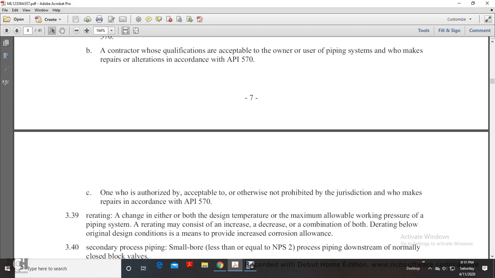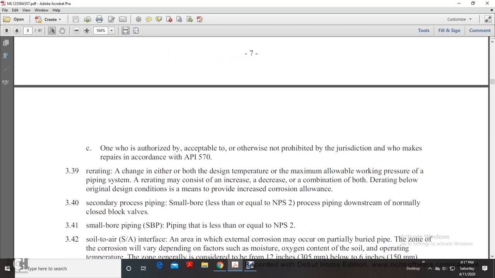Alright, one who's authorized by the jurisdiction to make the repair in accordance with API 570. Re-rating changes either or both the design temperature and maximum allowable working pressure for the piping system. Re-rating may consider an increase, a decrease, or a combination of both. De-rating below original design conditions may provide increased corrosion allowance.